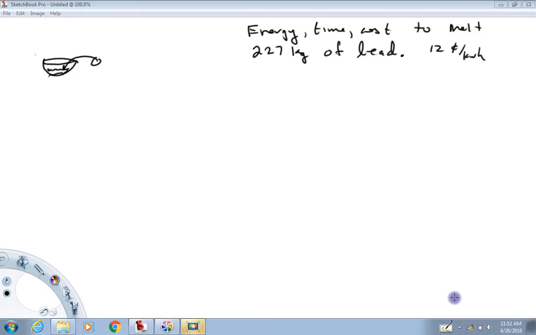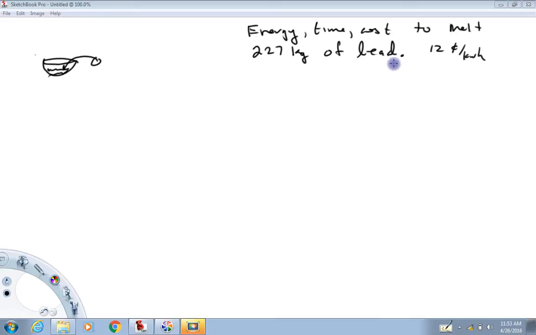If you had me in class, you've heard the longer version, but the short version of this problem is I used to work on a charter boat, and one day my boss and I made what are called cannonballs, which are basically just lead fishing weights, and we made 500 pounds worth. So in order to do that, we had to melt 500 pounds of lead. So in this example, we're going to try to estimate the energy, the time it would take, and the cost, assuming 12 cents a kilowatt hour, to melt 227 kilograms of lead.